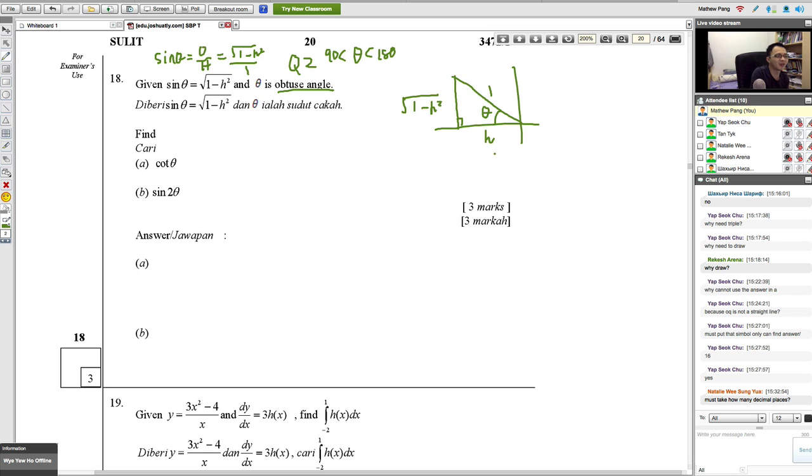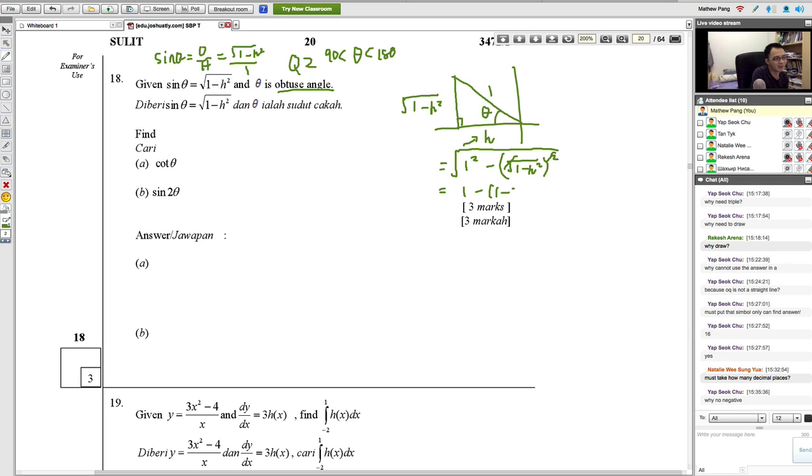And of course you might not get the idea why I get h, then you can work it out by yourself. I say 1 square minus the square root of 1 minus h square, and then I square root it. I simplify, this is 1 minus, and this is 1 minus h. And I square root it again, then I will get h.